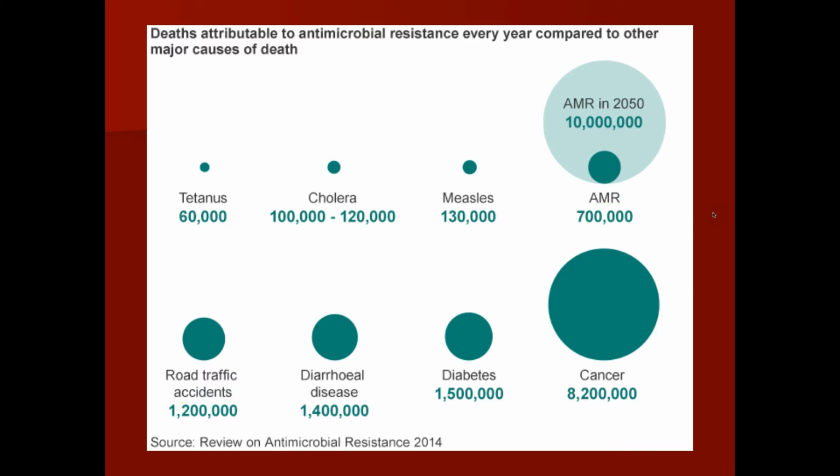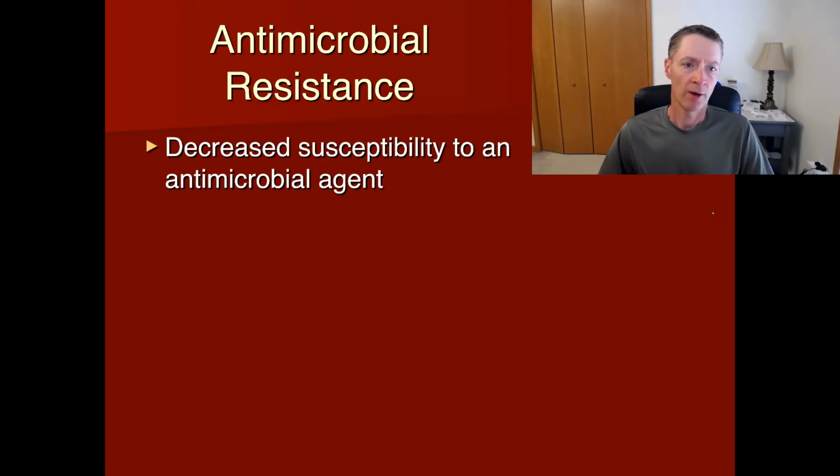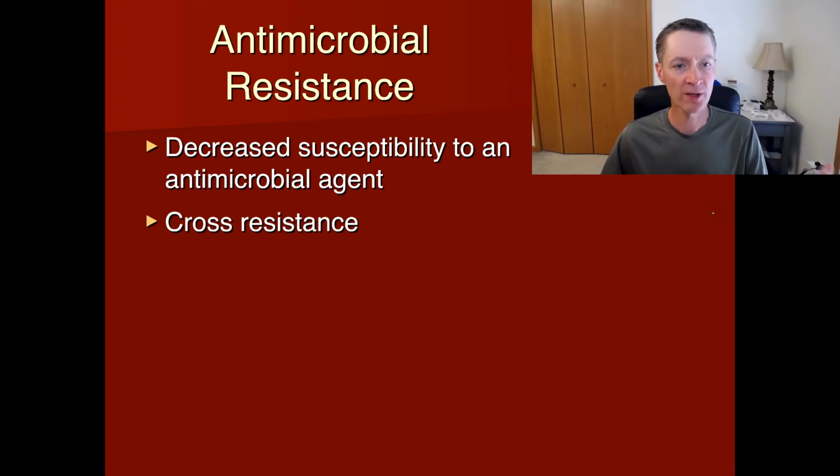Pretty eye-opening, right? All right, so when we talk about antimicrobial resistance, which is a decreased susceptibility to an antibiotic, right? So if I apply an antibiotic and it kills everything, they're very susceptible, right? If I apply it and 75% of them still survive, then there is a decreased susceptibility. They are resistant, in other words. So let's introduce a couple new terms.